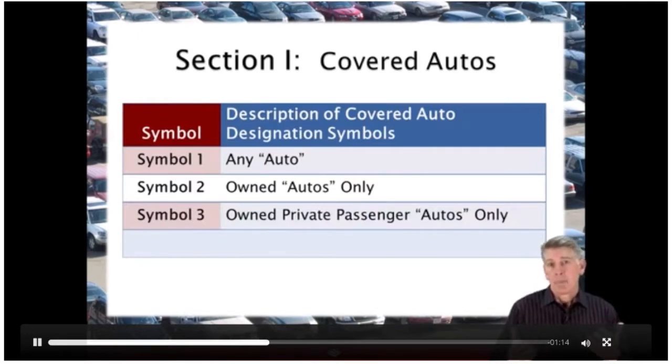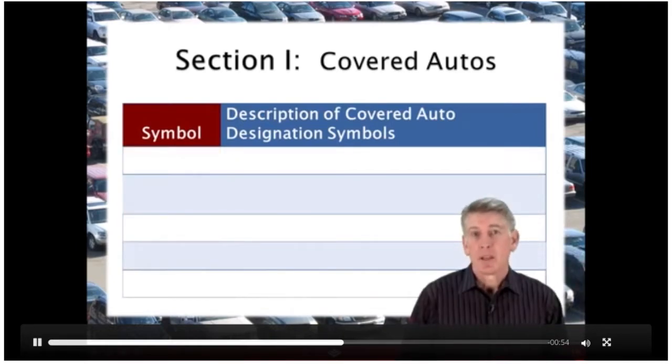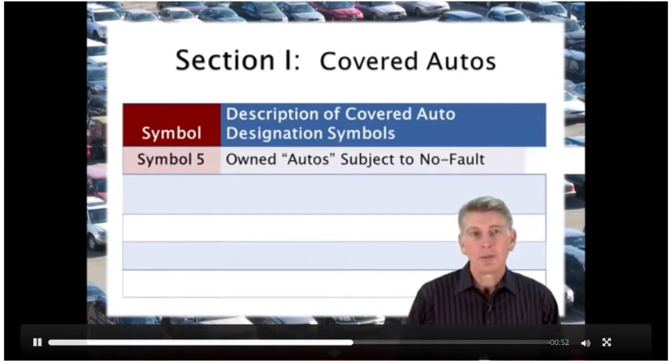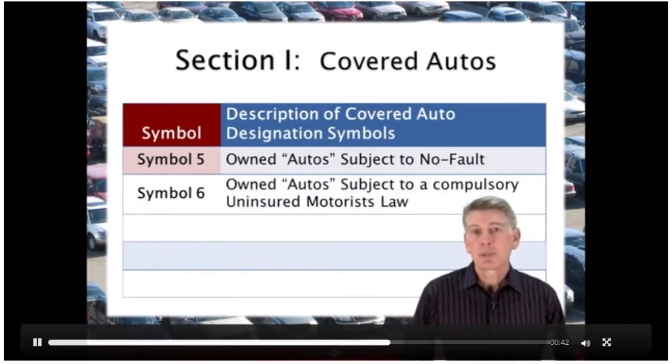For example, a business may wish to provide insurance differently for its cars than for its dump trucks or vehicles used for delivery. Symbol 4 only applies to vehicles owned by the insured that are not private passenger autos, for example, pickup trucks and trailers and so forth. Symbol 5 only applies to vehicles owned by the insured that are subject to a state's no-fault laws. Symbol 6 only applies to vehicles owned by the insured that are subject to a state's compulsory uninsured motorist law.